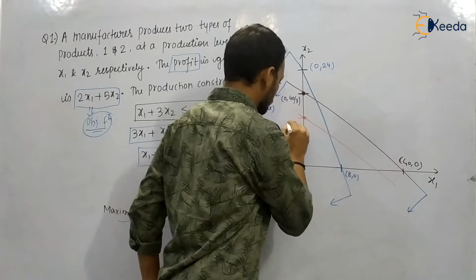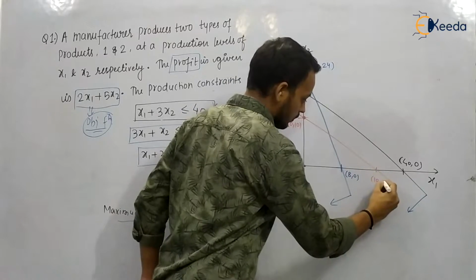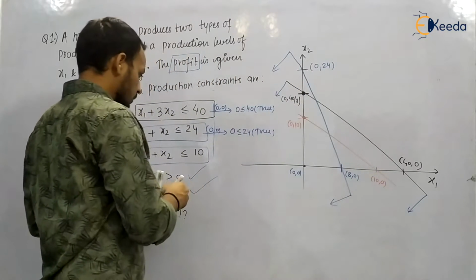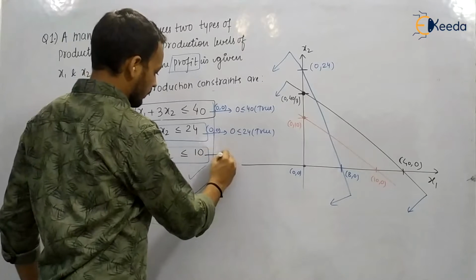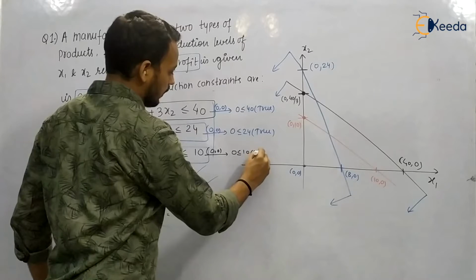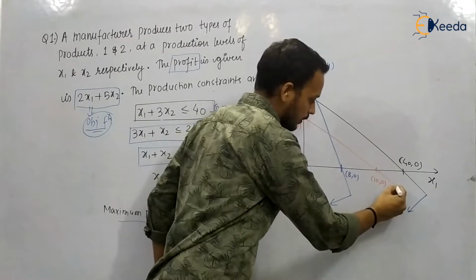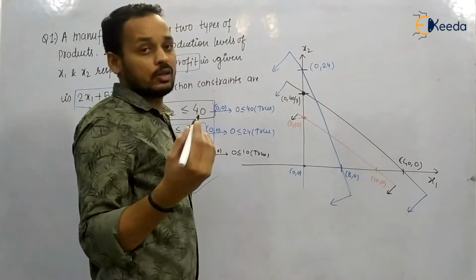So this is (0, 10), and this is (10, 0), and again put the value of (0, 0). Okay, (0, 0). So 0 is less than or equal to 10. The condition is again going to be true. So this graph is also shaded towards the origin. Okay, very simple. Now we will try to find the feasible region.